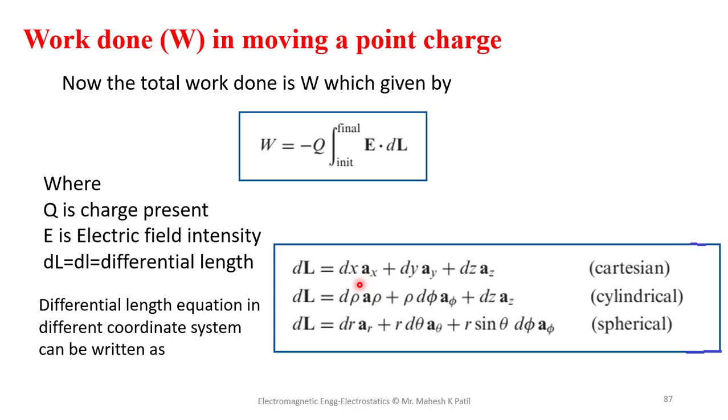So dl for the Cartesian coordinate system can be written as dx a_x bar plus dy a_y bar plus dz a_z bar. For the cylindrical coordinate system, differential length is given as dl bar equal to dr a_r bar plus r d phi a_phi bar plus dz a_z bar. For the spherical coordinate system, dl bar can be written as dr a_r bar plus r d theta a_theta bar plus r sin theta d phi a_phi bar.